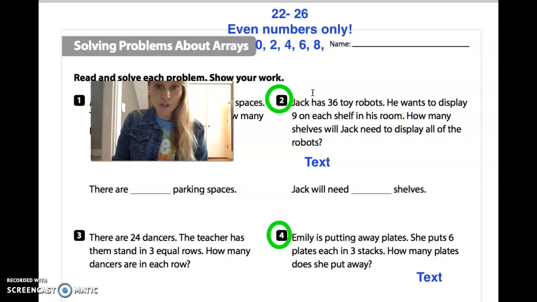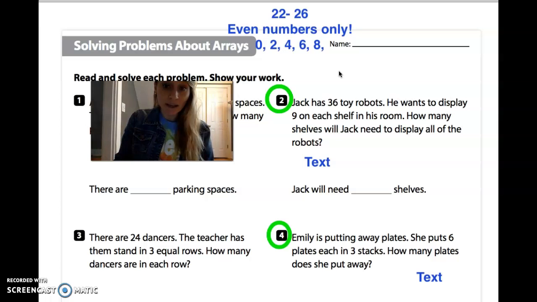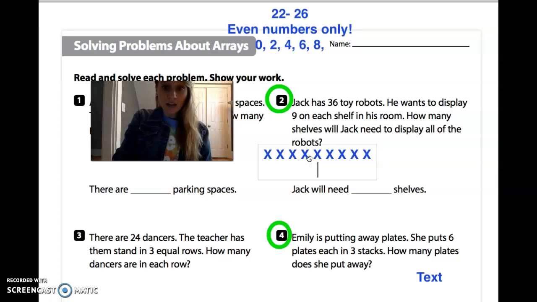So we have this guy named Jack, and Jack has 36 toy robots. He wants to display, that means to show, 9 on each shelf in his room. How many shelves will Jack need to display all of his robots? So I can go ahead and make my 9 robots. 1, 2, 3, 4, 5, 6, 7, 8, 9. There's one shelf with 9. I gotta make another shelf. 1, 2, 3, 4, 5, 6, 7, 8, 9.